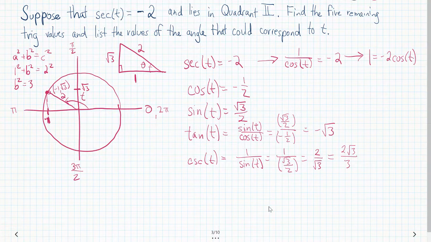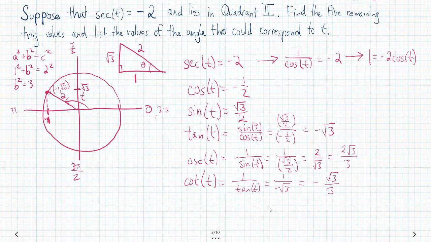Last but not least, you go cotangent of t. You can do cosine of t over sine of t. I'm going to cut out this time and go 1 over tangent t just to make life easy. Since tangent t is negative square root of 3, this is 1 over negative square root of 3. So you can multiply both numerator and denominator by square root of 3. You get negative square root of 3 all over 3.